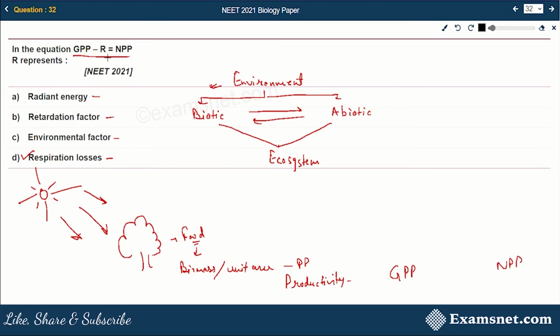What is the difference between these two? See, gross primary productivity is the rate of production of organic matter during photosynthesis. But a considerable amount of this GPP is lost during the respiration. So what is left after this respiratory loss is known as net primary productivity, which is left for consumption by the herbivores. So here R represents the respiratory loss or respiration loss. Therefore option D is the correct answer.